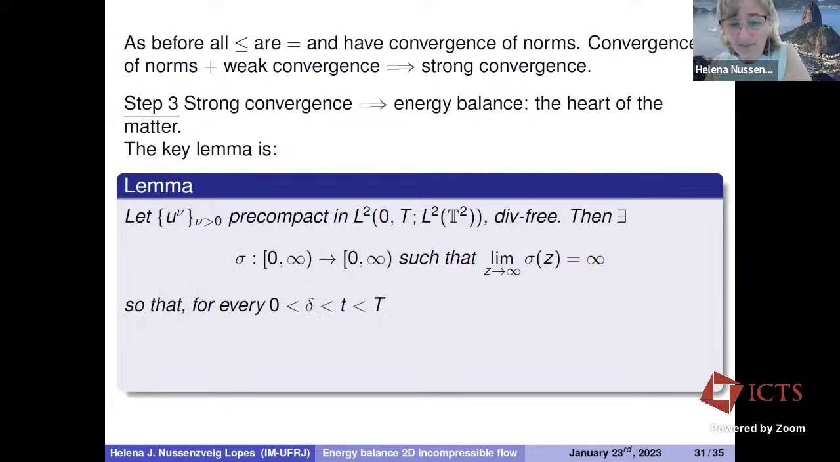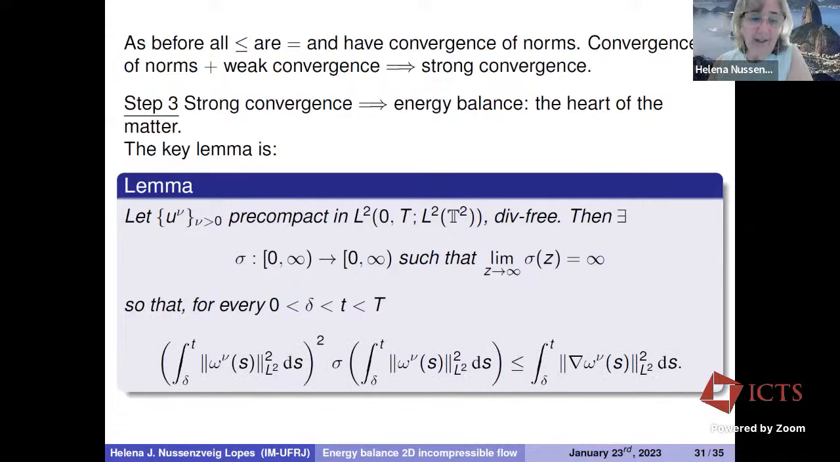for any times delta less than t, with delta greater than 0 and t less than the time horizon capital T, the integral in time of the L2 norm squared of vorticity squared times this function sigma of the same integral is less or equal to the integral from delta to t of the gradient of omega nu L2 squared ds. So this is the key estimate that we need, which will allow for that differential inequality, with a power which is basically 2 plus.